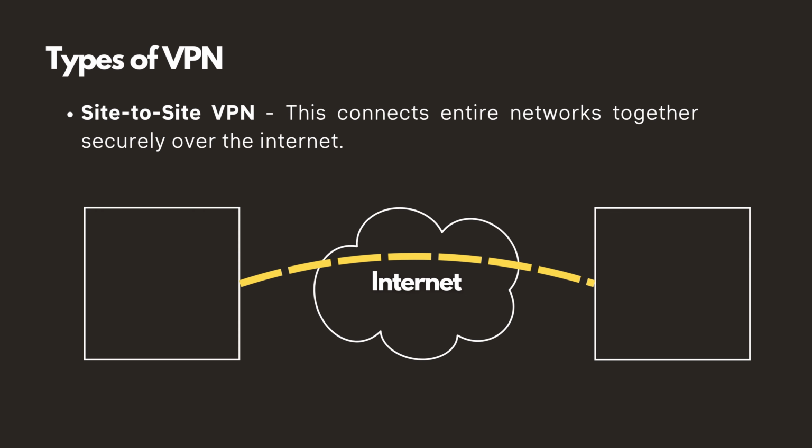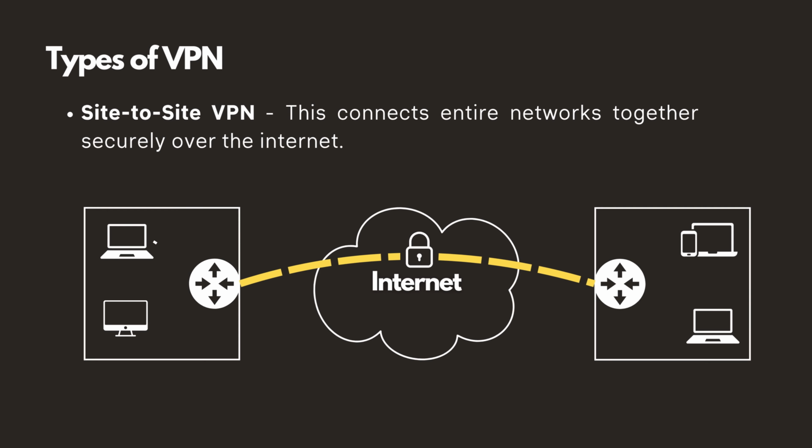How does a site-to-site VPN work? Each office has a VPN gateway, usually a router or a firewall. These gateways create an encrypted tunnel between them. Users in New York can access resources in Los Angeles as if they were on the same local network. It's always on and transparent to users. They don't need to do anything special.